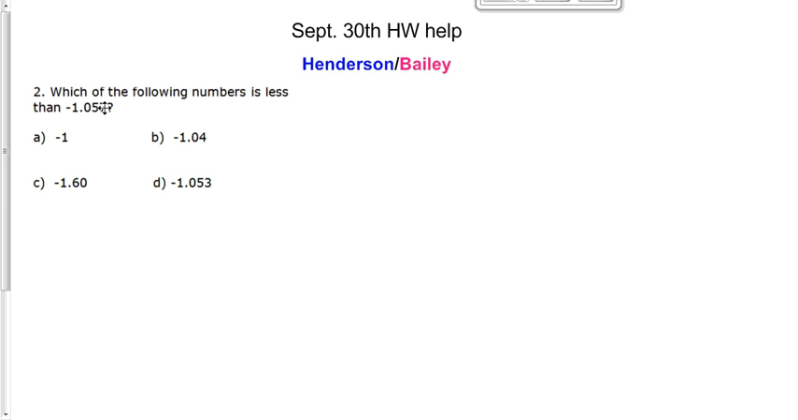Well, on number 2, we have: which of the following numbers is less than negative 1 and 57 thousandths? The best way to do this is they all have to be the same. On A, it just says negative 1. On B, negative 1 and 4 hundredths. On C, negative 1 and 60 hundredths. On D, negative 1 and 53 thousandths.